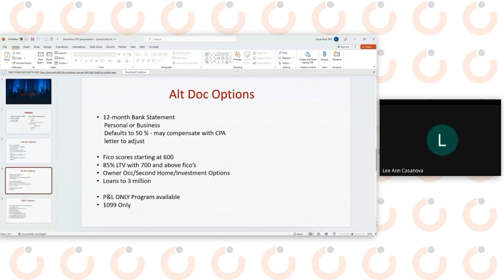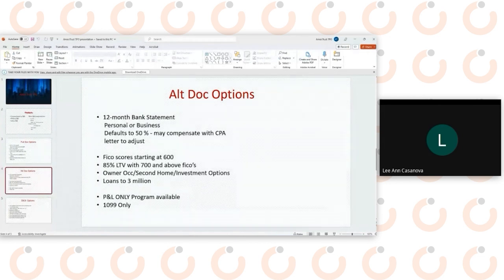Anyway, this is, like I said, high level. This is a combination of several programs we have here. So these are the highlights of what we can offer you here at AmeriTrust. We have FICO scores starting at 600 on the LDOC options. We go as high as an 85 LTV with as low as 700 for an 85 LTV and above FICOs, okay? All DOC options are available to owner-occupied, second, as well as investment. We do loans up to $3 million under this product.